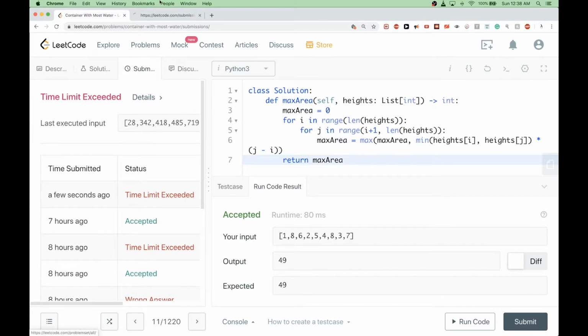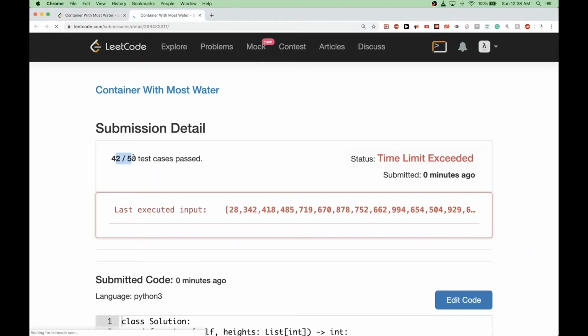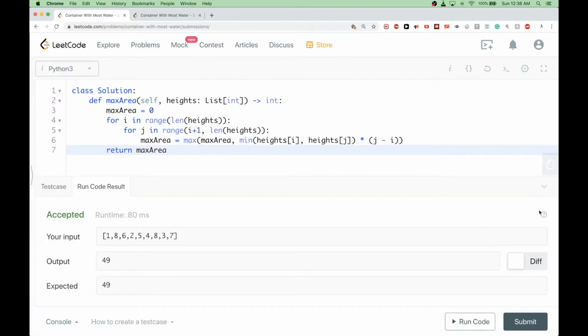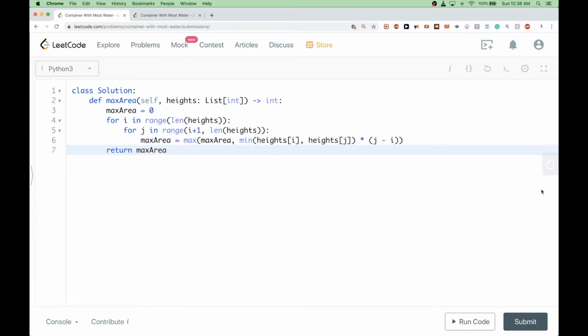So you can see we got a time limit exceeded, and it passed on a good number of cases, but naturally, since it's brute force, we got time limit exceeded. Now let's see how we can improve it a little bit so that we can get it to pass.